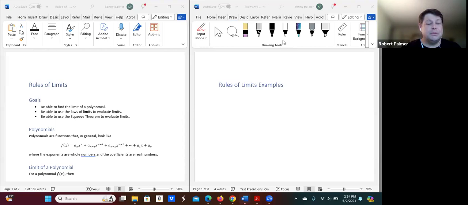So, our goals, well, first, we'll start off talking about the limits of a polynomial function. Then we'll look at some actual limit laws, what those are, and how to use them. Also, something called the squeeze theorem to evaluate limits, and look at some other concepts as well. So, first, let's talk about limits of polynomials.